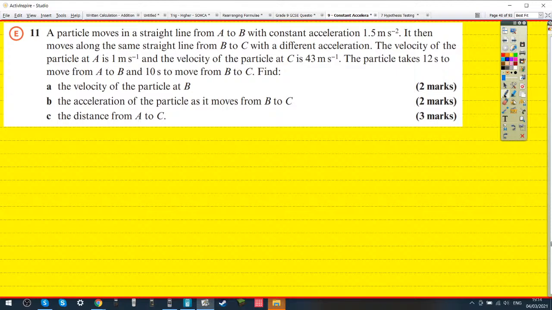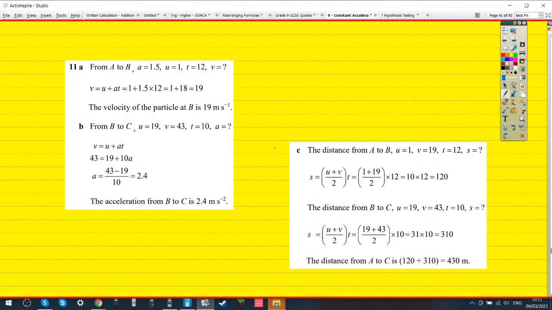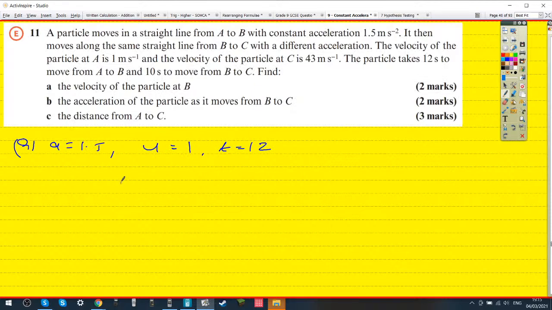So for this, would you have the acceleration is 1.5 and the initial velocity is 1? Initial velocity is 1. And then 12 seconds is the time, or t. And then do we sub that into one of the equations? So you sub that in, yeah, and you get V is 19.